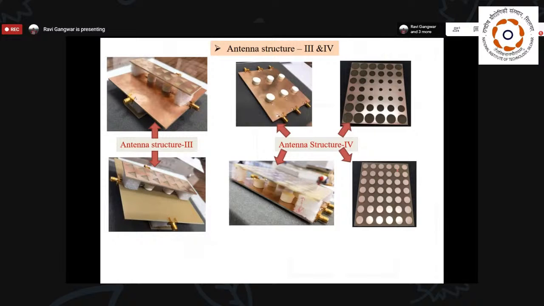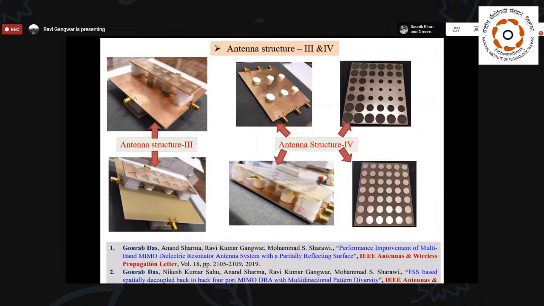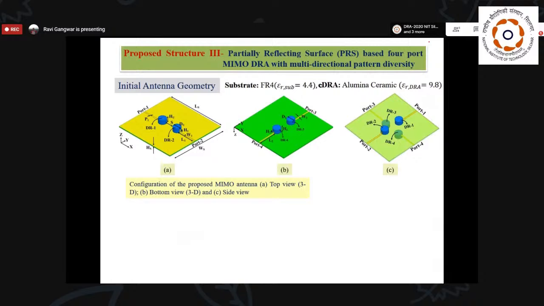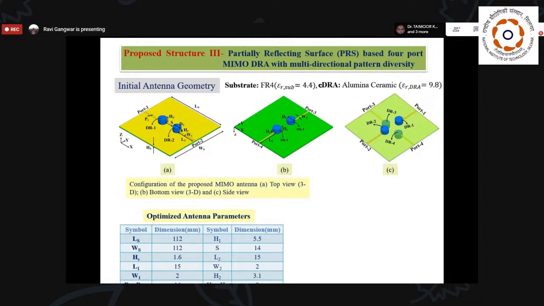Now, in the next antenna structure, we use partial reflecting surfaces to improve the isolation of the antenna elements. In the first structure, I used 4 antenna elements. Here, 2 antennas go on the top side of the DR, and 2 antennas on the bottom side DR. Both sets of DR are placed orthogonal to each other.